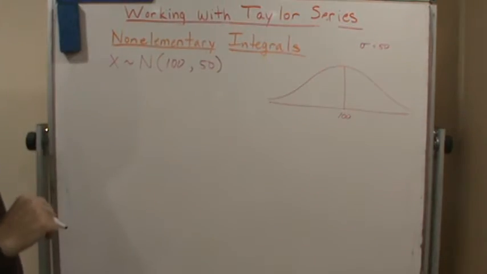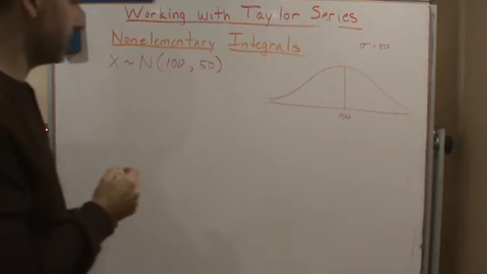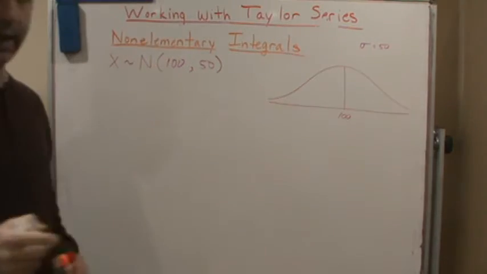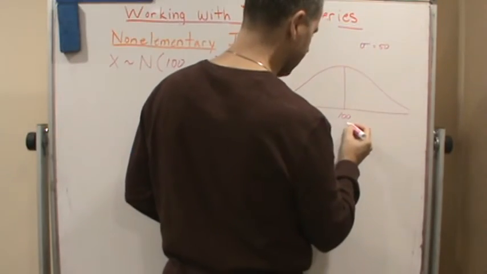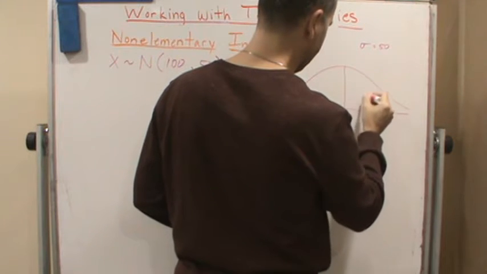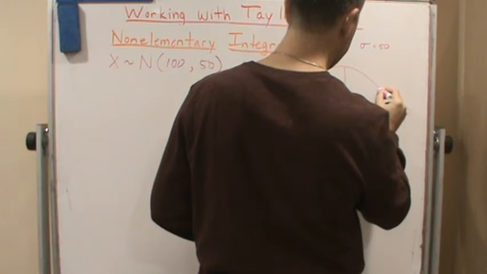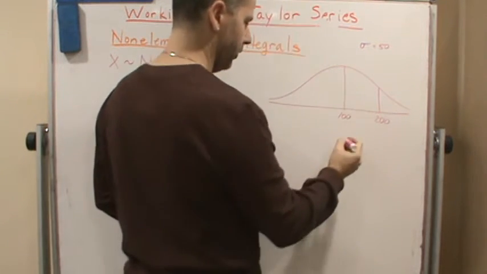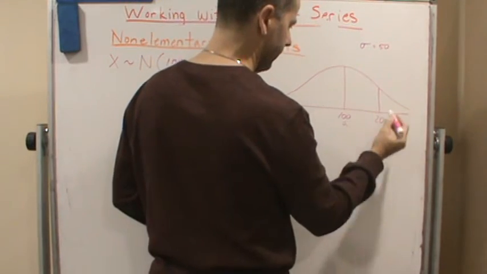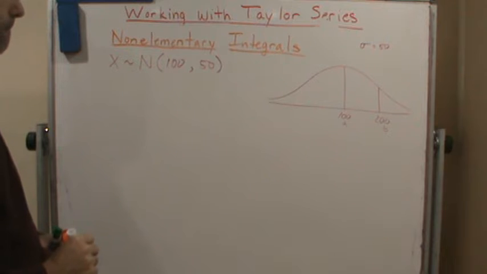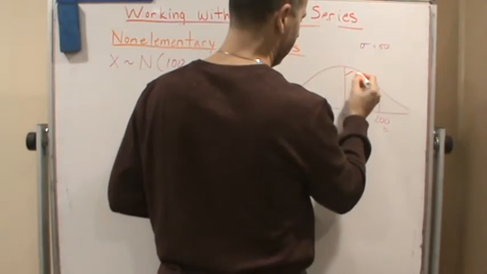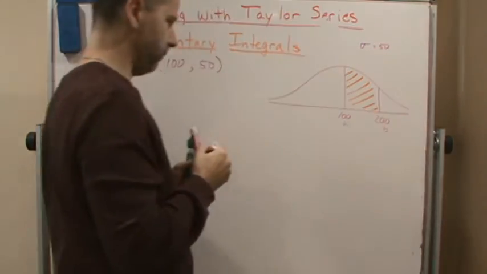We want the probability of a randomly selected test score being between 100 and 200. So this is A, and we have 200 here, which is our B. We want the area under the curve between 100 and 200.